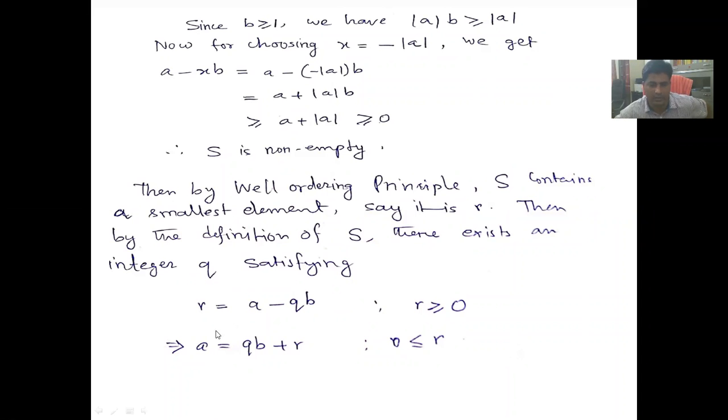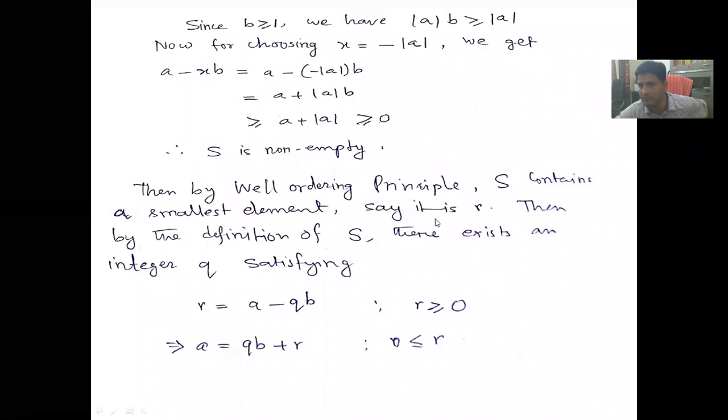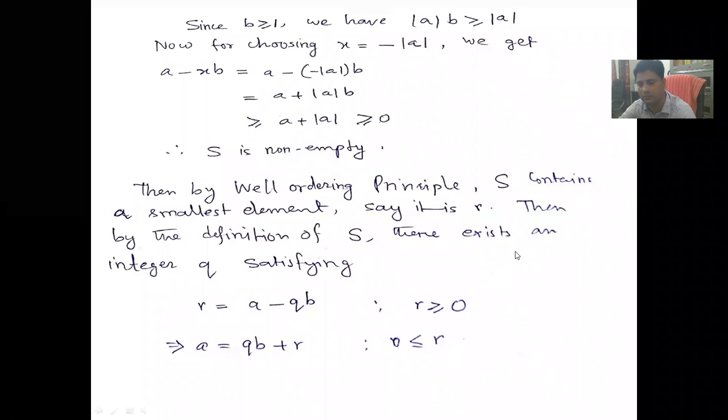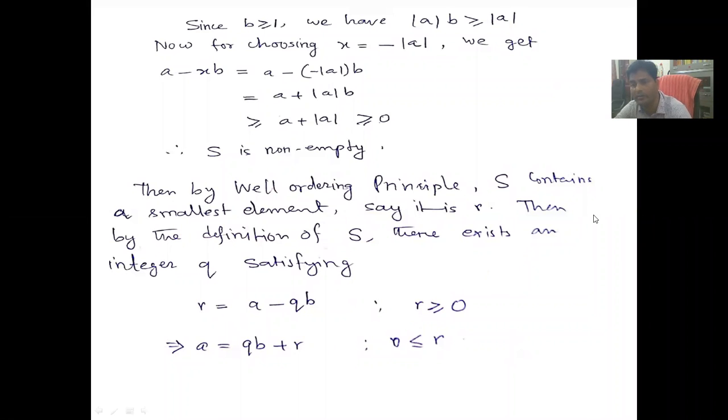So this implies A equal to QB plus R, where R is greater than or equal to 0. Okay, so 0 less than or equal to R. It is non-negative, so it may be 0, or positive. Therefore R is greater than or equal to 0. R is the smallest element, it may be 0 or greater than 0. So R equal to A minus QB, and this can be written as A equal to QB plus R, where 0 less than or equal to R.